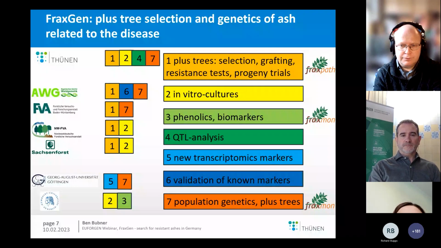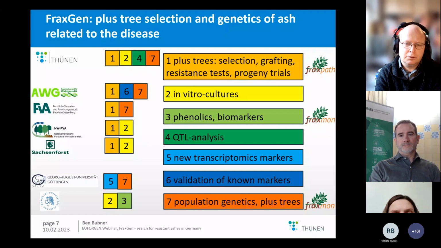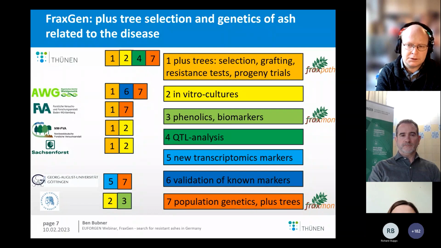We also develop new markers based on transcriptomics, and we want to validate the known markers. And one method would also be to try the bee forest SNP chip that Richard already talked about. And also population genetics is a topic, not only for the plus trees, but also for the trees in the monitoring plots.